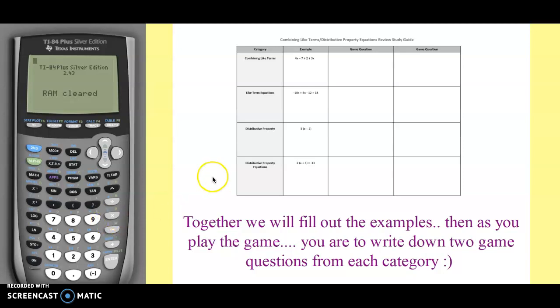Right, today we're going to spend some time reviewing combining like terms, the distributive property, and again, how you apply those to equations as well. So you should see this organizer in your packet. It's called Combining Like Terms, Distributive Property, Equations Review Study Guide. We're going to go through some problems of each type that you can expect on your upcoming quiz.